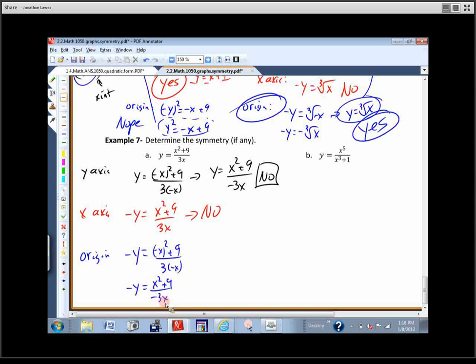Mm-hmm. How can you tell? Because you can cancel out the negatives. Yeah, you can cancel out the negatives. If you multiplied both sides by a negative, that would turn this to a positive. And instead of putting the negative on the top like we normally do, remember you can put the negative on a fraction out front, on the top or on the bottom. If I put it on the bottom, that would make two negatives, and then it would be exactly the same. So the answer there is yes, it does have symmetry with the origin. Okay, any questions?